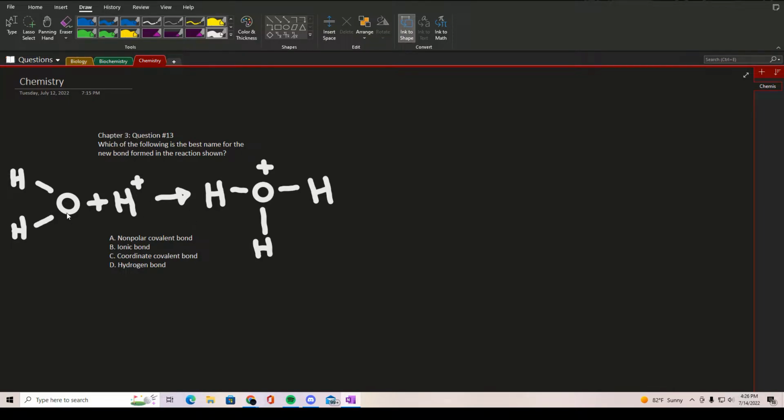Water is proton accepting, and so it's going to form a bond with hydrogen, and it's going to accept that hydrogen atom, or proton, and it's going to form the hydronium ion. And so that's what's happening in this reaction here. Water is a base, hydrogen ion acts as an acid, and we form the hydronium ion. So which of the following is the best name for the new bond formed?